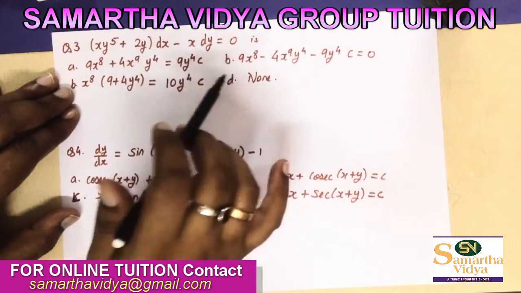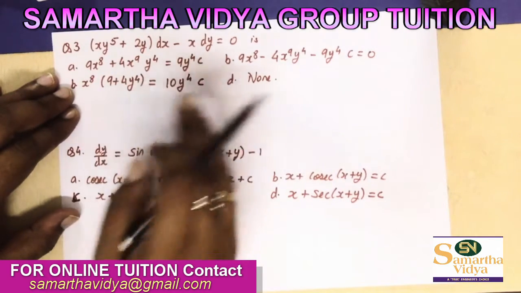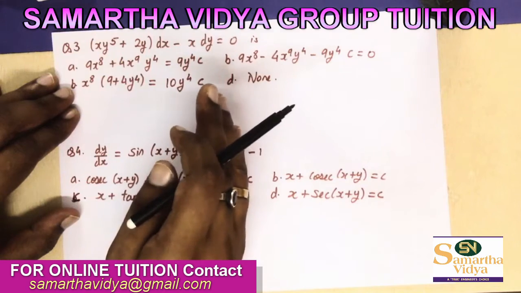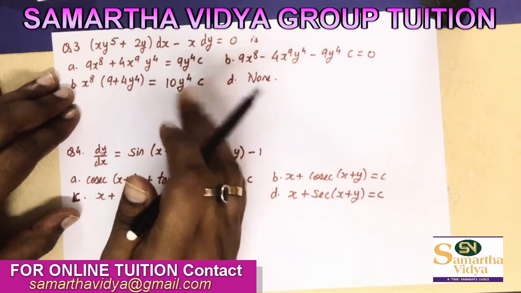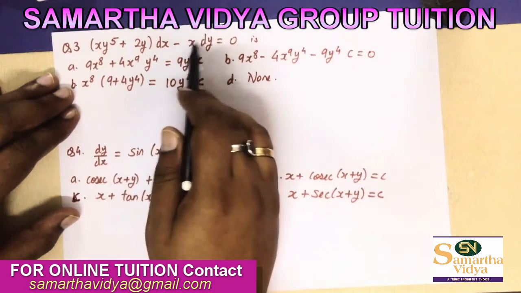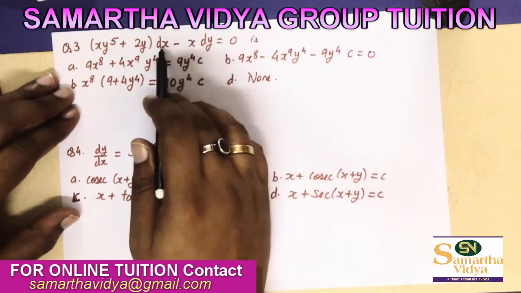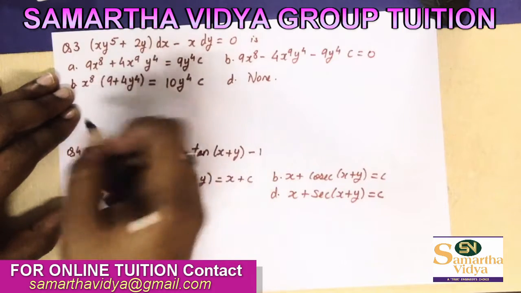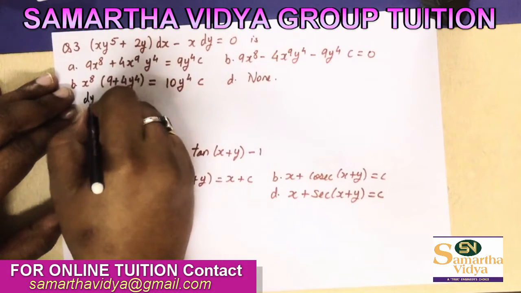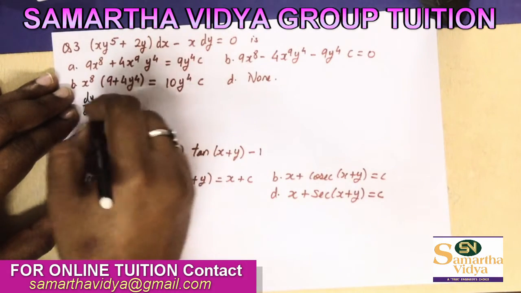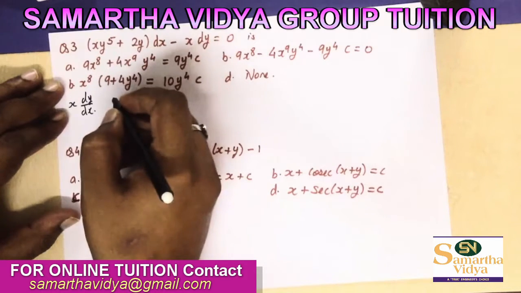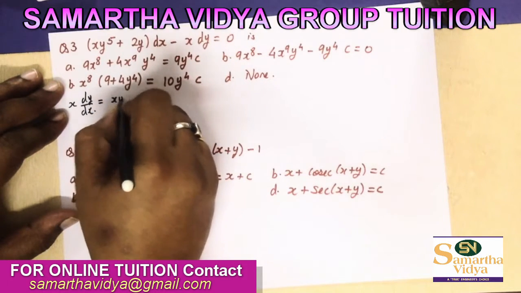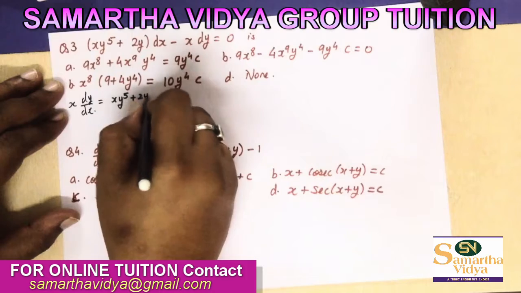So let's see what can be done. What we can do is take dy by dx together on one side and then analyze the particular problem. So let's say that x dy goes that side and dx goes on the other side, and I'll be getting dy by dx with the x along with it is equal to xy raised to 5 plus 2y.